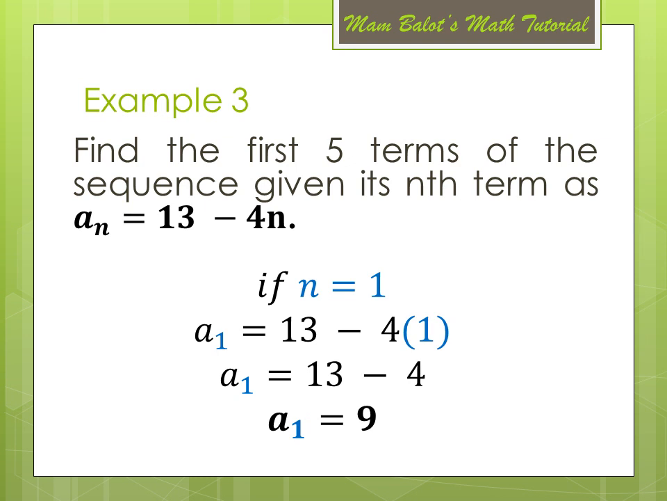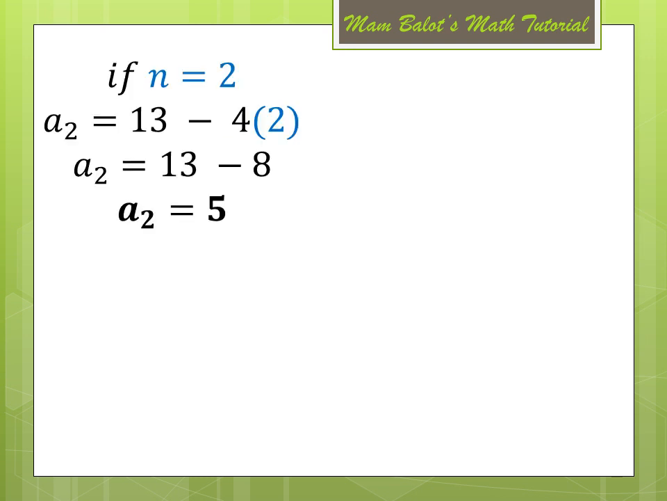So 4 times 1 is equal to 4. And then if we subtract 13 minus 4, we have a 9. Then solving for the second term, we have n is equal to 2. So we have 13 minus 4 times 2. So 4 times 2 is 8. And then 13 minus 8 is equal to 5. So therefore, our second term is 5.